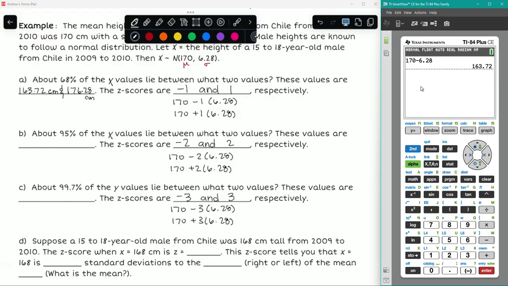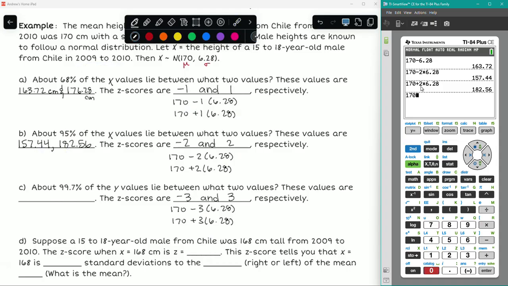So we can go ahead and do that on our calculator pretty quickly. 170 minus 2 times 6.28 is going to give us 157.44. And 170 plus 2 standard deviations is going to give us 182.56. So 95% of 15 to 18-year-old males from Chile in this time range are within this height range.